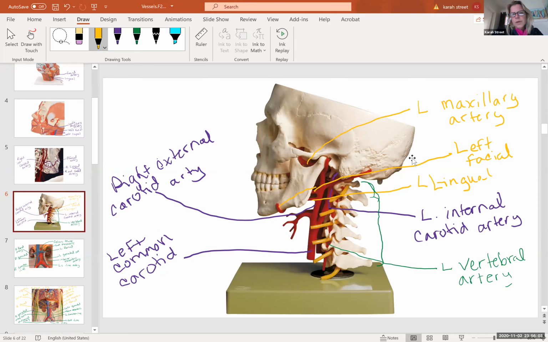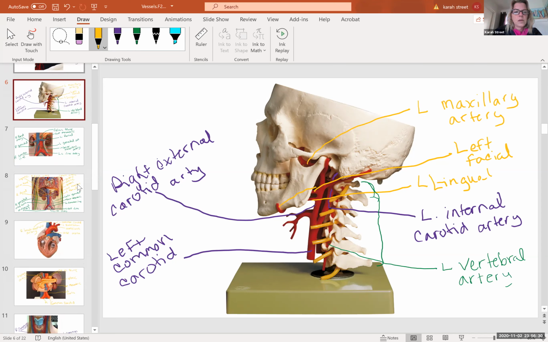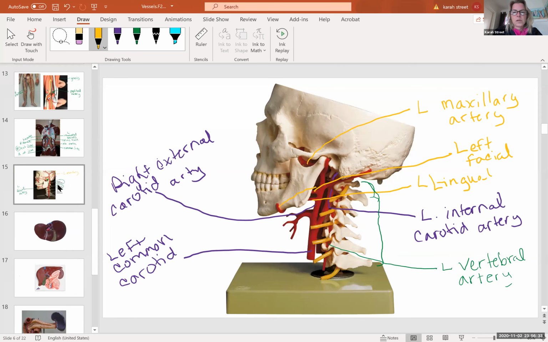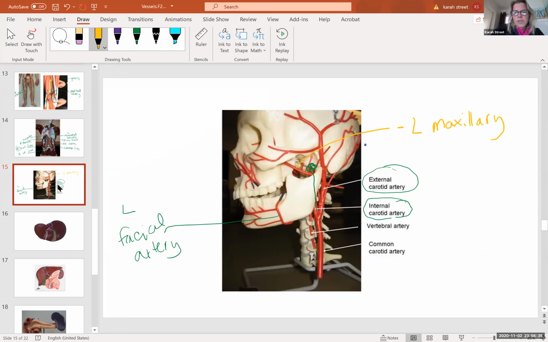So again, here is our external on the left side, slightly different model, and on the right side, we're seeing our internal carotid artery, and we can follow it all the way up into that carotid foramen. And the external carotid artery has those two branches that I just told you about, the inferior one being the lingual, and then the more superior of the two being the facial. And then again, we can still see the vertebral artery traveling through those transverse foramen, and then the common carotid artery.